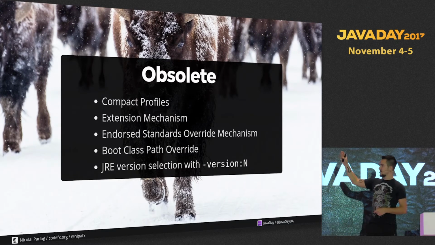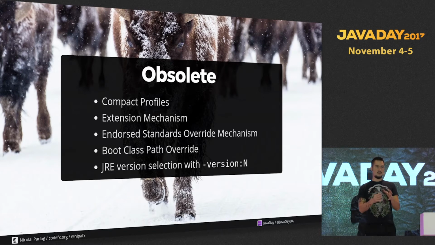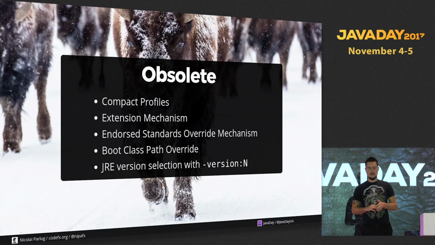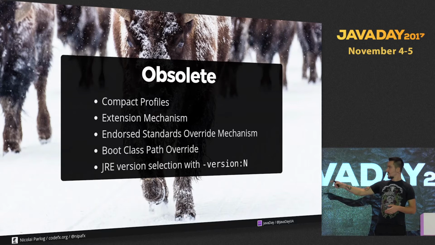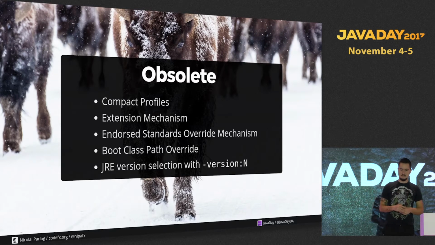Then there are a bunch of things that are obsolete and no longer work. Compact profiles were introduced in Java 8 as a step to have a smaller runtime. You can do that in Java 9 directly now, so we don't need them anymore. The next three mechanisms, I never used them. You could use them to replace some things in the JDK in the JVM when you booted it. And the last one, you could launch the installed JRE, let's say JRE 8, and tell it, please run with version 6, and it would go looking for an install of a JRE 6 and launch with that. And that doesn't work either.